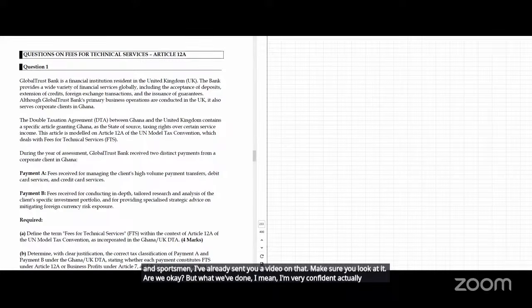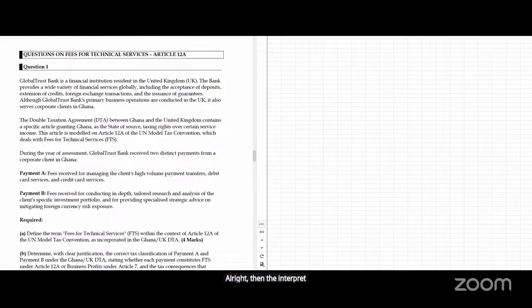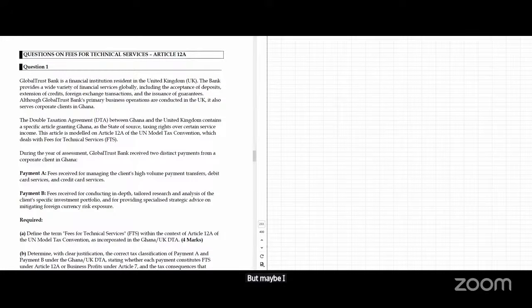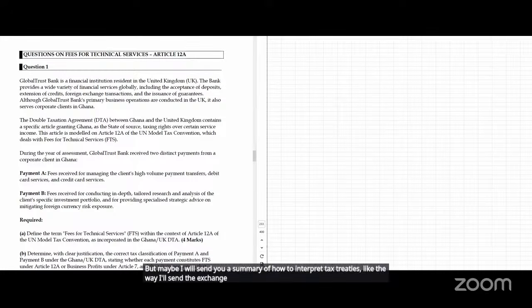I'm very confident actually. Then the interpretation of treaties, the very first video I told you, it's there. But maybe I will send you a summary of how to interpret tax treaties, like the way I'll send the exchange of information. If you are interested, I should send it, so that last minute, maybe tomorrow early morning, you can just walk your eye through.